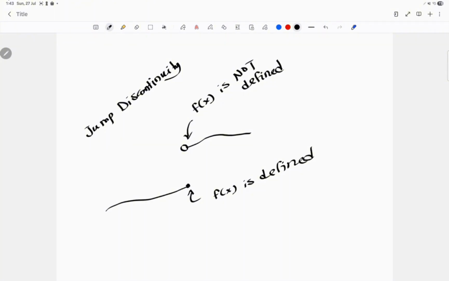Very important. So whenever you see two graphs that are not connected to each other, we call this a jump discontinuity, which basically means that the left-hand limit is not the same as the right-hand limit. If your left-hand limit is this value, your right-hand limit is this value. They're not physically touching each other. They're different from each other. Limits don't equal each other.